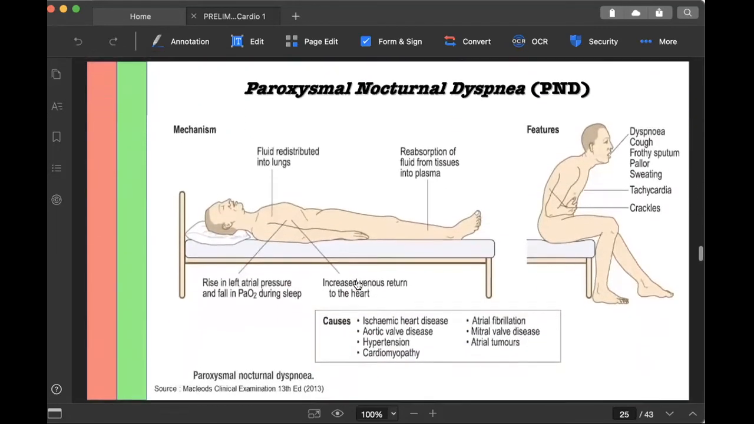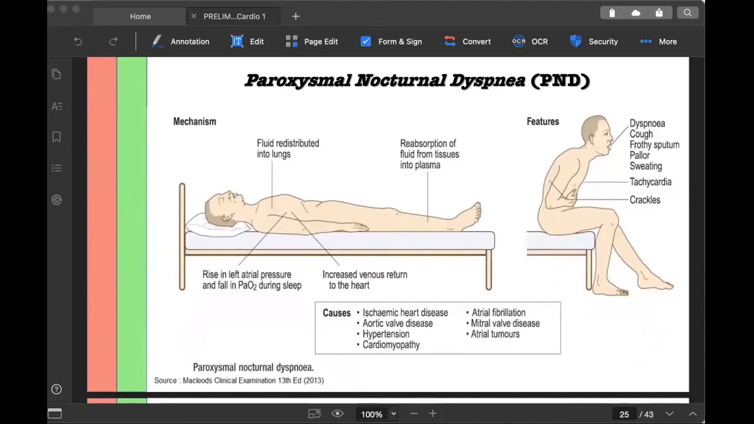Okay. How about your paroxysmal nocturnal dyspnea? What is happening here is that the patient is lying down, sleeping, and then has breathing difficulty after 1 to 2 hours. They are relieved when they sit upright or get out of bed. And once they go back to bed, a few hours later there's going to be difficulty of breathing again. There's going to be dyspnea, cough, frothy sputum, pallor, sweating, tachycardia, and crackles, because as you can see here, the fluid is redistributed into the lungs. So if there's a lot of fluid, there's going to be crackles, and then there's going to be cough.